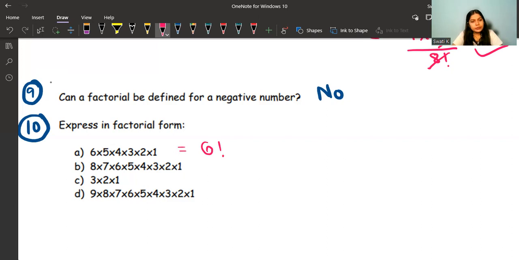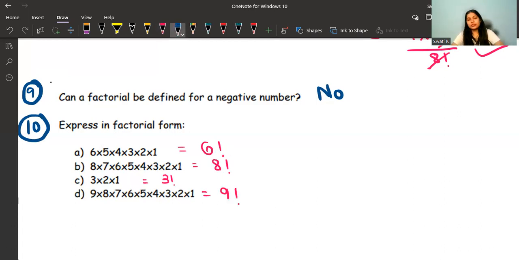8 into 7 into 6 into 5 into 4 into 3 into 2 into 1. We can see that from 8 to 1, no numbers have been skipped. So that is why the answer is 8 factorial. 3 into 2 into 1, so that will become 3 factorial. 9 into 8 into 7 into 6 into 5 into 4 into 3 into 2 into 1, that is 9 factorial. It's as simple as that.